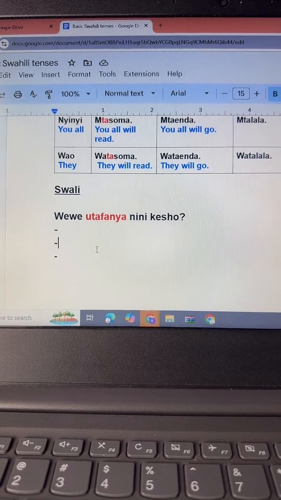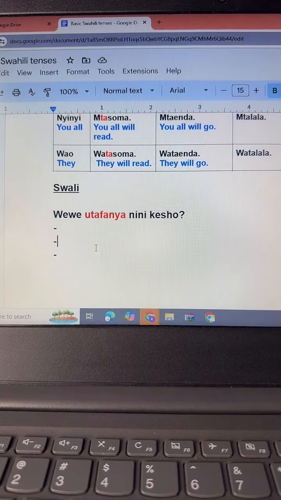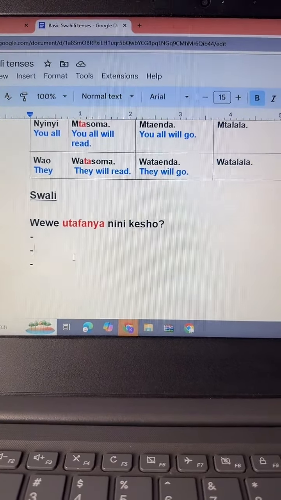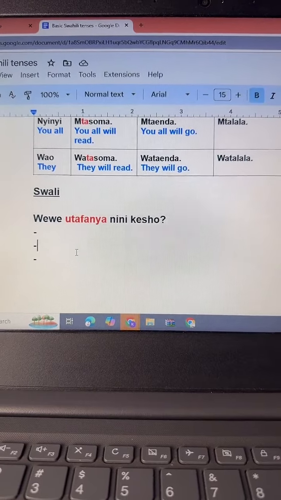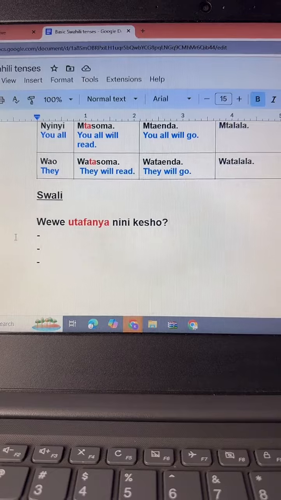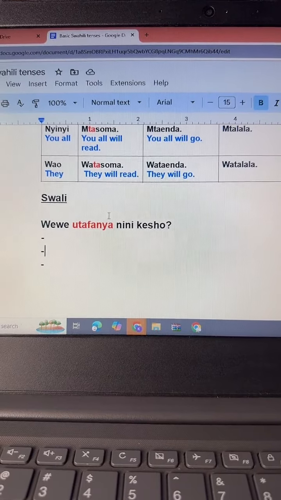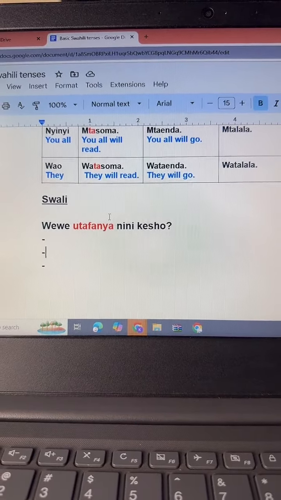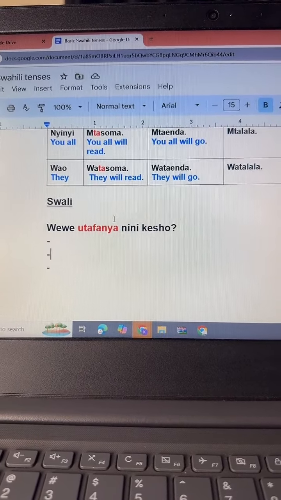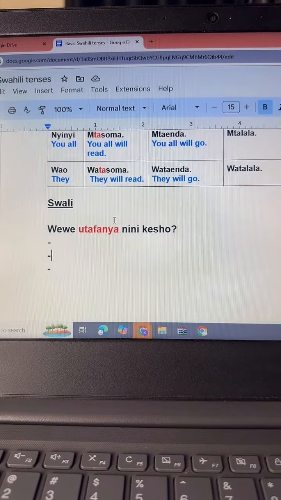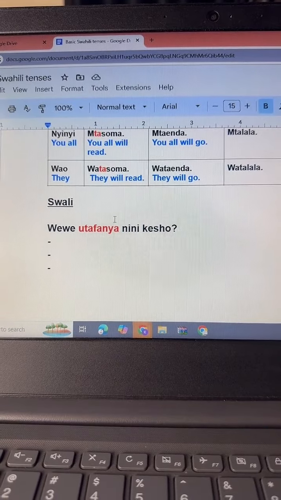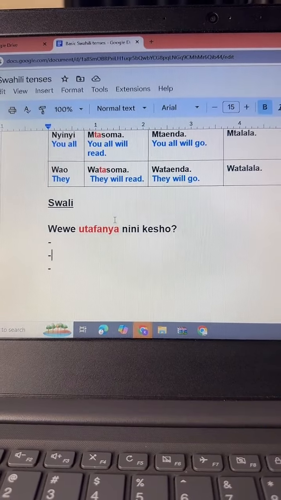Sawa, kesho tutaendelea Mungu akipenda. Leo tumejifunza wakati ujao, the future tense in Swahili, and don't forget it is represented by the marker ta. Tomorrow, God willing, we will learn the negation of the future tense. How you can say I will not read, I will not go, I will not travel, I will not sleep. How do you say that in Swahili? We will learn that in our next lesson.